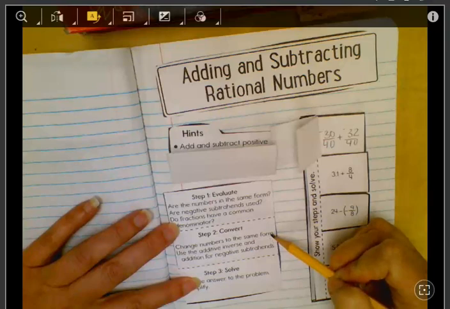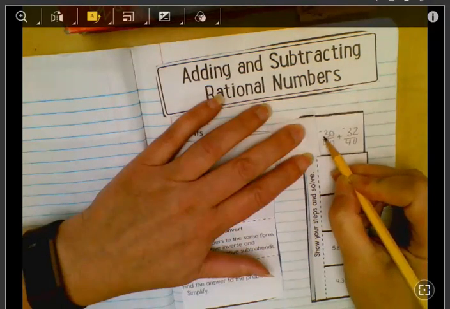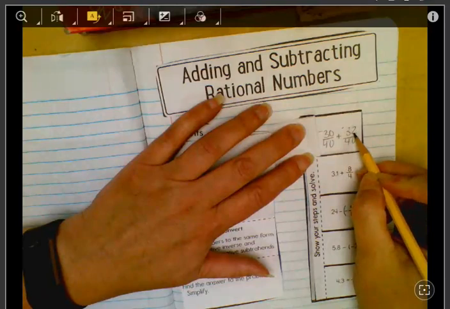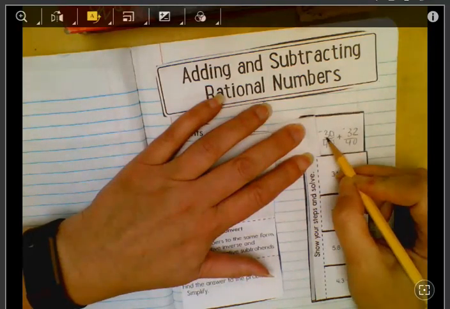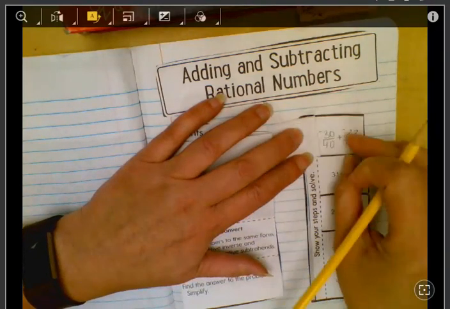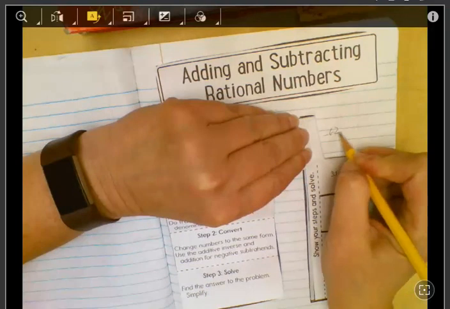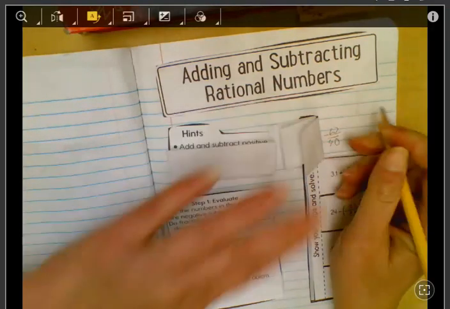We changed the form, and now we're going to answer the question. We got 40ths, so negative 30 plus a negative 32. Remember, when adding both negative, it's going to be a bigger negative. So it's going to be negative 62/40. So turn the page one more time. Negative 62/40. And then, of course, we never leave it that way.